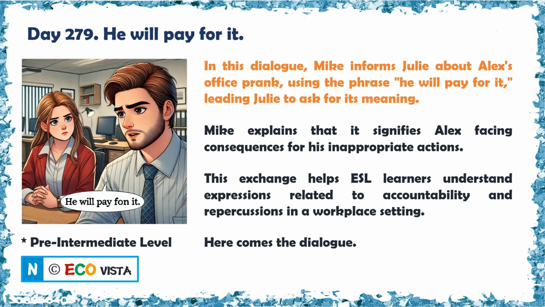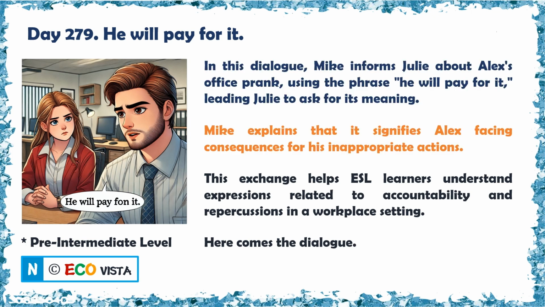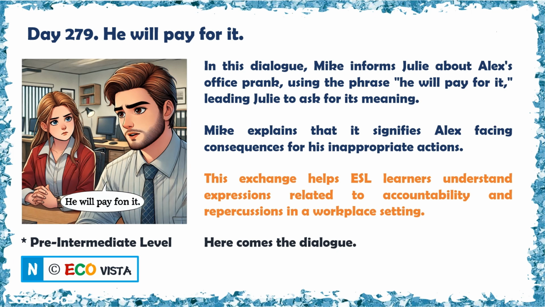In this dialogue, Mike informs Julie about Alex's office prank, using the phrase, he will pay for it, leading Julie to ask for its meaning. Mike explains that it signifies Alex facing consequences for his inappropriate actions. This exchange helps ESL learners understand expressions related to accountability and repercussions in a workplace setting.